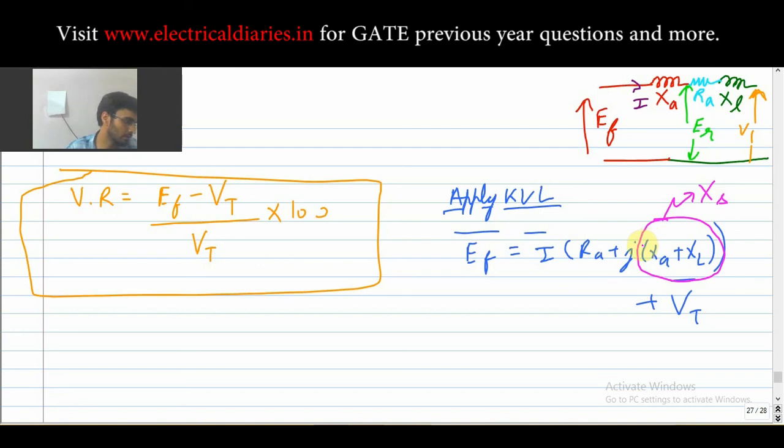That is the whole idea, and that is the whole thing that you should always remember. One more equation you can also write. Apply KVL: EF is equal to I JXA plus ER. So this equation you can write down. Just keep the equivalent circuit of the synchronous machine in your mind. This is all about the equivalent circuit. This is enough, and we will discuss more in detail in some other videos.